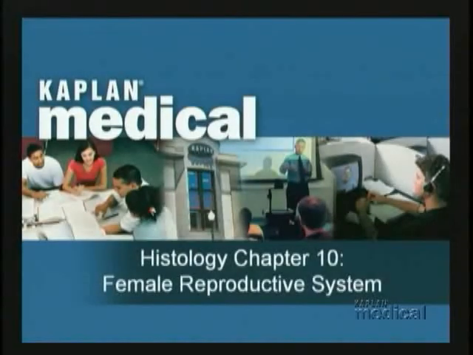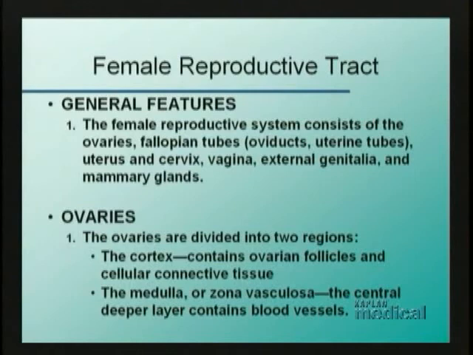Let's finish our survey of histologic features of organ systems by looking at the elements of the female reproductive system that are illustrated in Chapter 10. First off, let's make an overall view of the elements of the female reproductive system. It's certainly going to begin with the business end of the female reproductive system, and that's where oogenesis is occurring at the level of the ovaries.